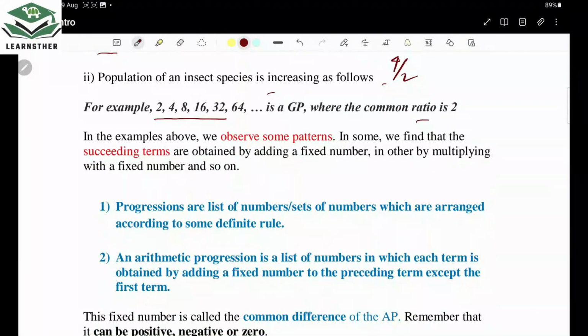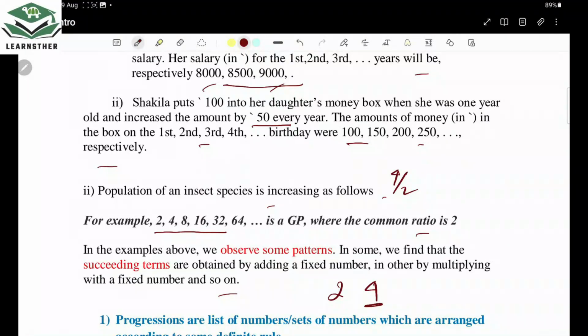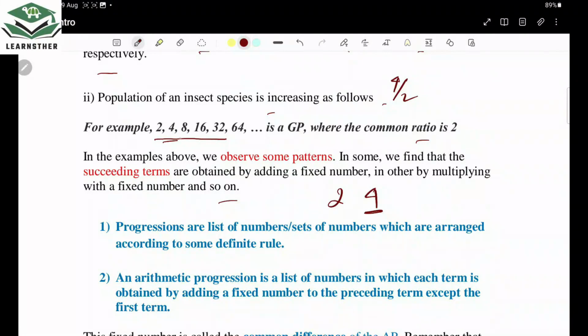Okay. In the examples above, we observe some patterns. In some, we find that the succeeding terms, so this is succeeding term of 2, are obtained by adding a fixed number, in other by multiplying with a fixed number, and so on. Okay. Here we get by adding a fixed number. Suppose succeeding term we are getting by 8,000 plus 500. Okay. 9,000 we are getting from 8,500. This is the preceding term. 8,500 plus 500. Okay. Here it is multiplied 2 times. Okay.